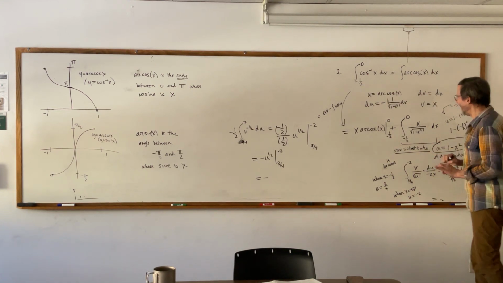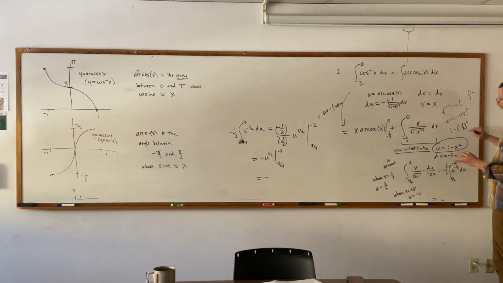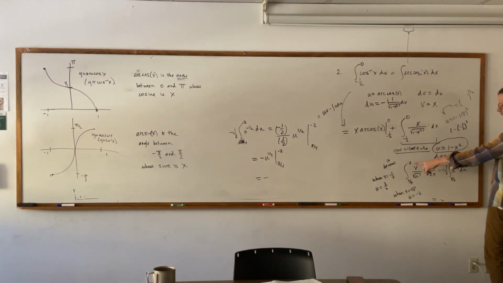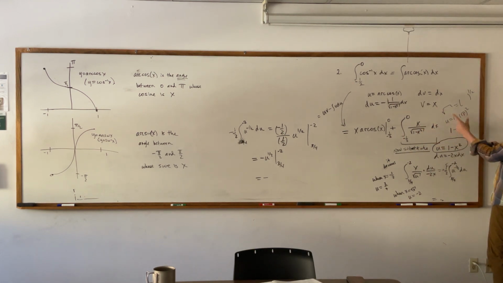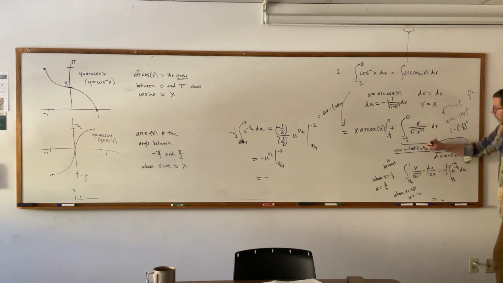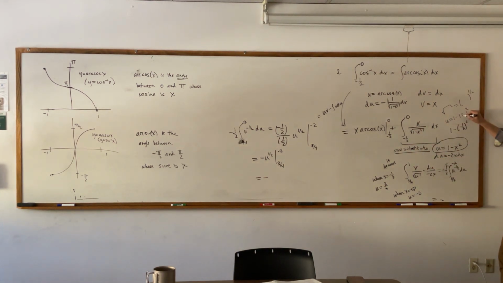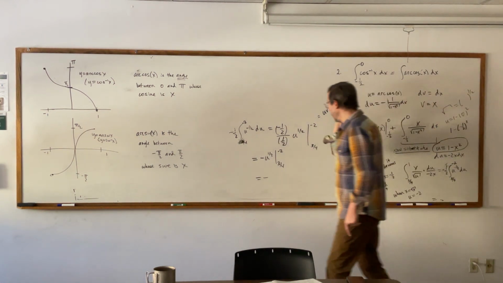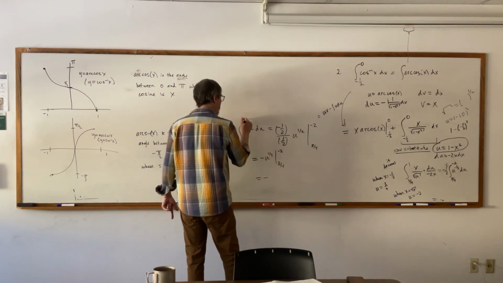Hella close. I didn't see that coming, but now I see why. So the top limit becomes 1. When x is 0, U is 1 minus 0 squared, so U is just 1. That's a lot better. That's much better.